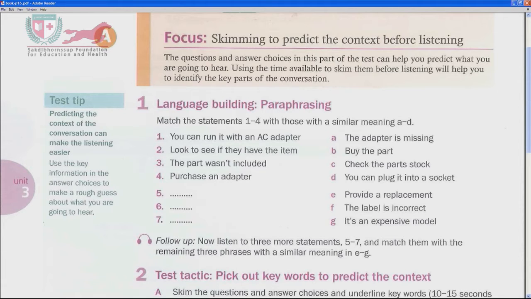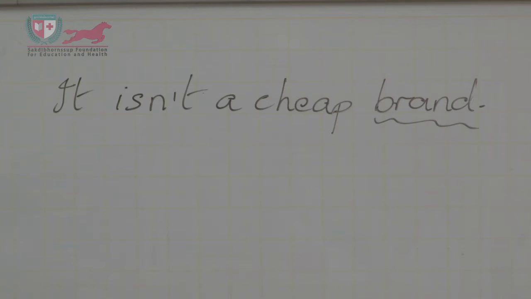Unit 3. A. Focus. 1. Language building. Follow-up. Number 5. It isn't a cheap brand.